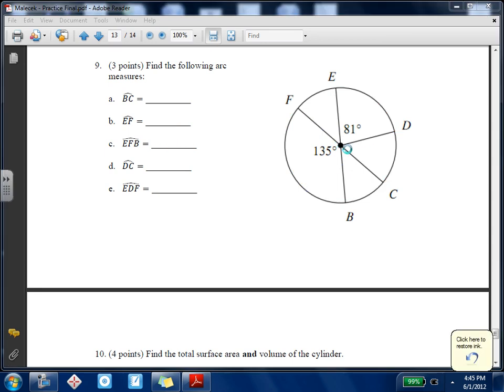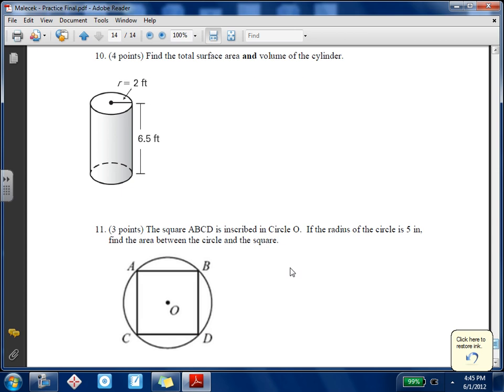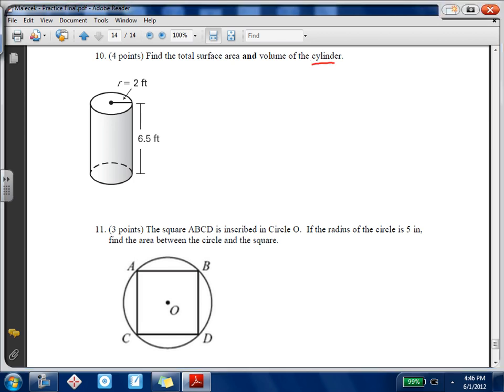Now on to the last page. Find the total surface area and the volume of the cylinder. Well, it tells you what it is right away. So we have a formula for both the volume and the surface area of a cylinder. The volume of a cylinder is the base, which is a circle, so pi r squared, times how tall it is, which is the height.